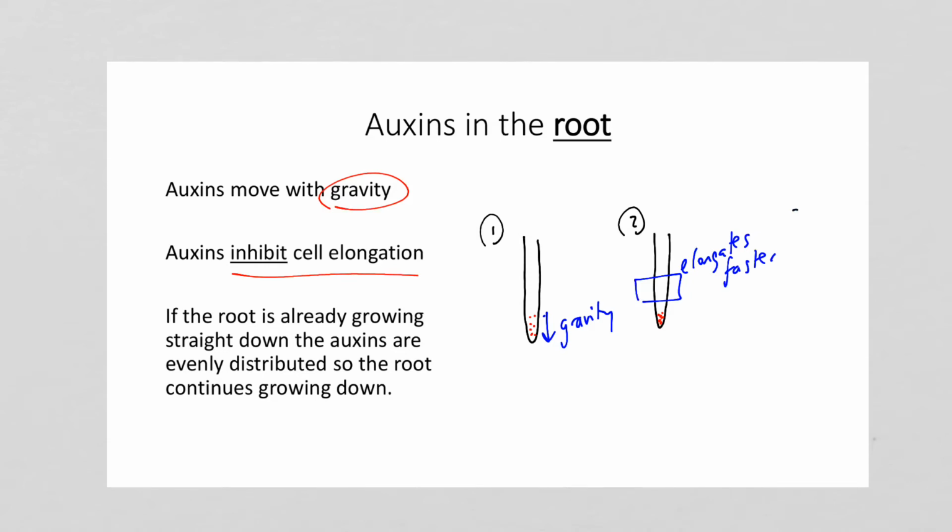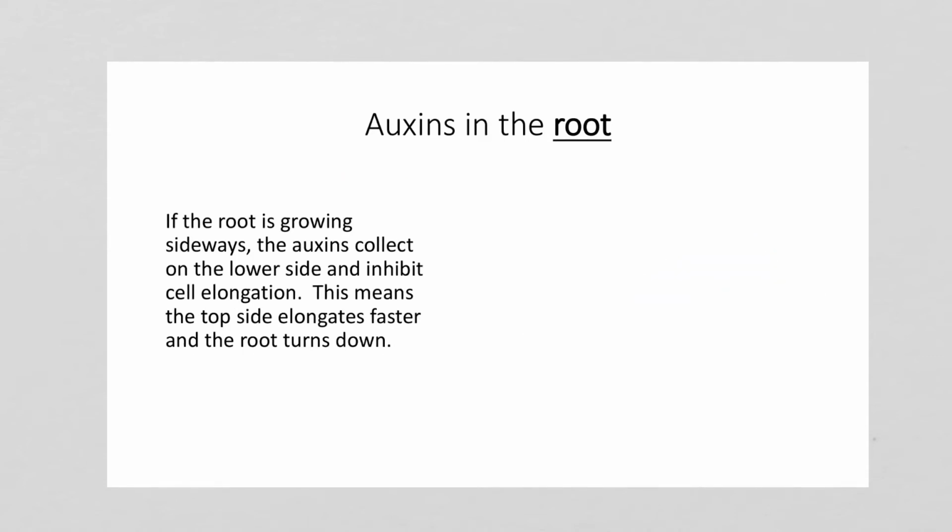So because that part elongates faster, and it's also an equal distribution, the root just grows down. So that's just growing down with gravity. Again, similar to the shoot tip with the light on the side, we can ask, what would happen if the root starts to grow sideways?